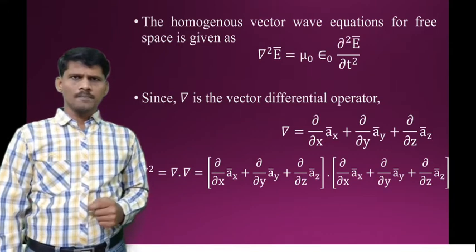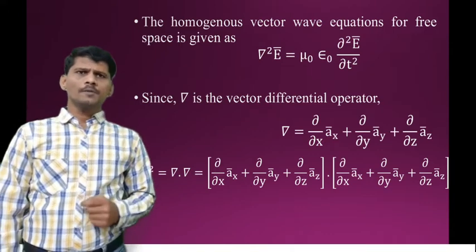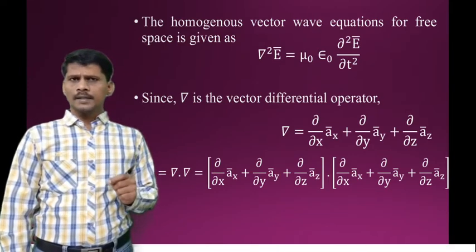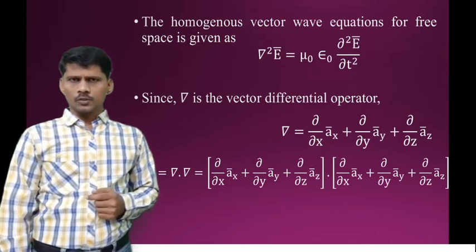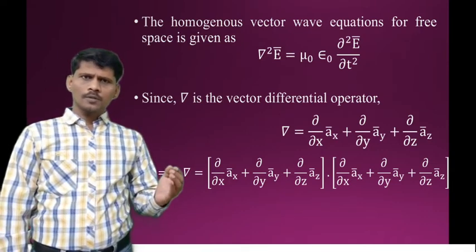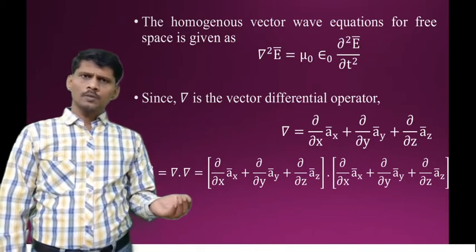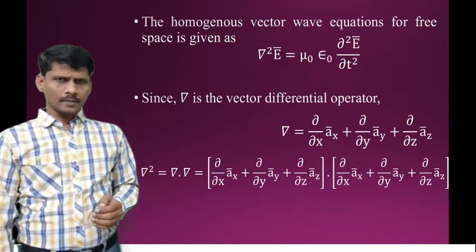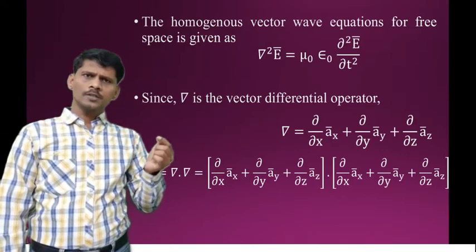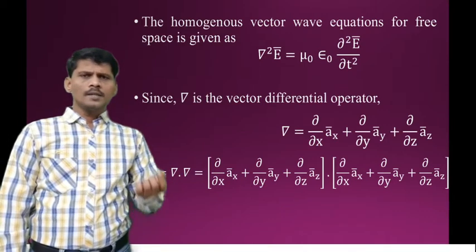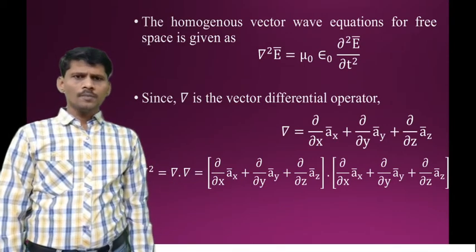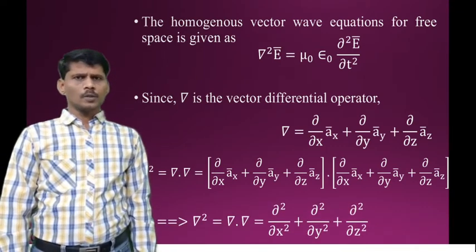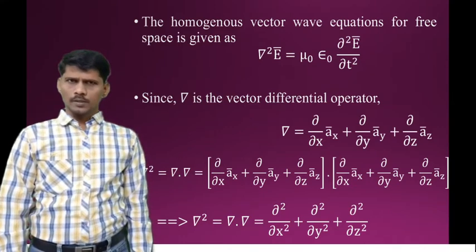What is the other del? Dou by dou x ax bar plus dou by dou y ay bar plus dou by dou z az bar. But we know that according to vector analysis, the dot product of the same unit vectors is unity and the dot product of different unit vectors is 0. That is, ax bar dot ax bar is equal to 1, ay bar dot ay bar is equal to 1, az bar dot az bar is equal to 1. And the dot product of different unit vectors, that means ax bar dot ay bar is 0, ay bar dot az bar is 0, az bar dot ax bar is 0. Therefore, del square is dou square by dou x square plus dou square by dou y square plus dou square by dou z square.